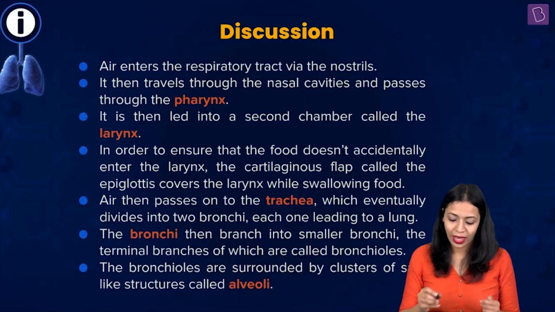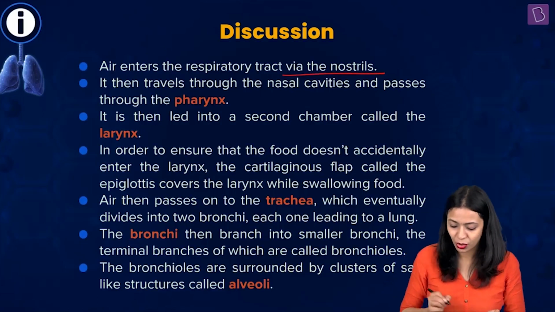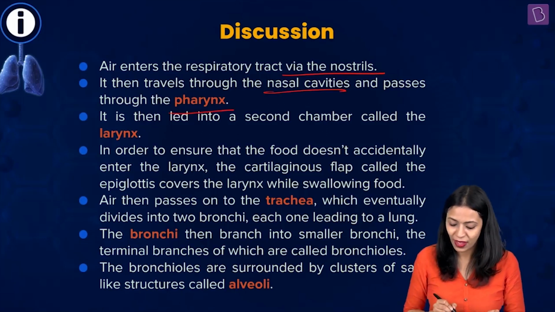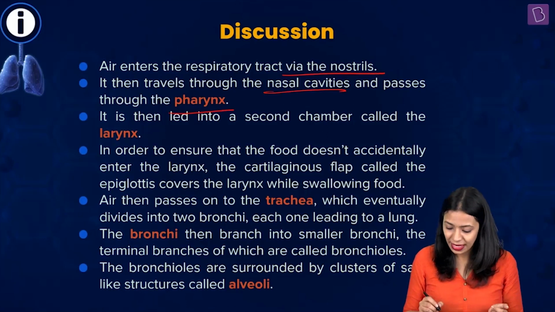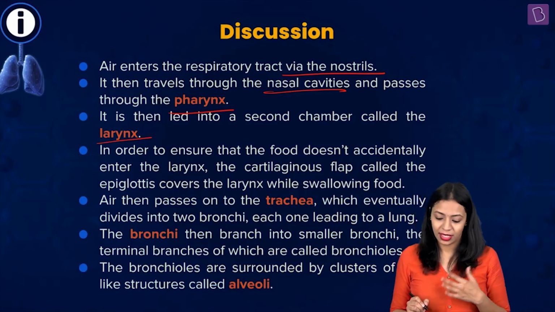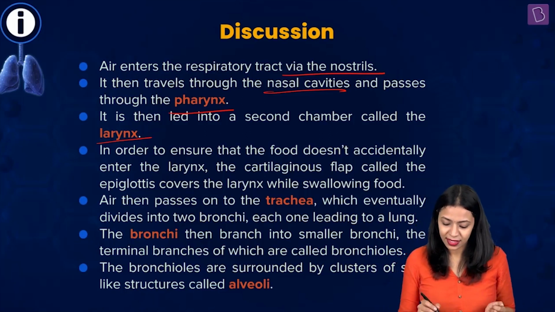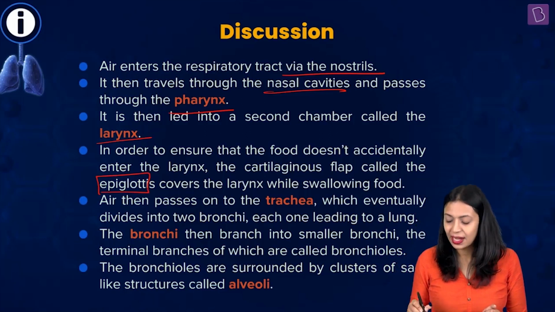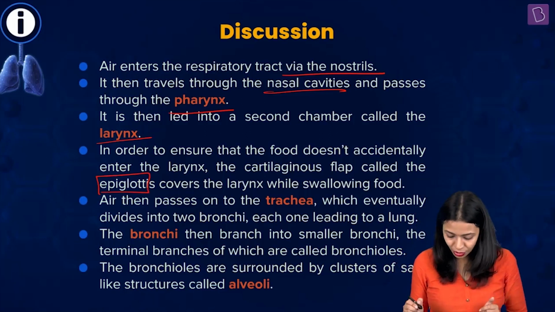Okay, so air enters the respiratory tract via the nostrils. It then travels through the nasal cavities and passes through the pharynx. It is then led into a second chamber called the larynx. In order to ensure that the food doesn't accidentally enter the larynx, the cartilaginous flap called the epiglottis covers the larynx while we swallow food. I already told you about that.